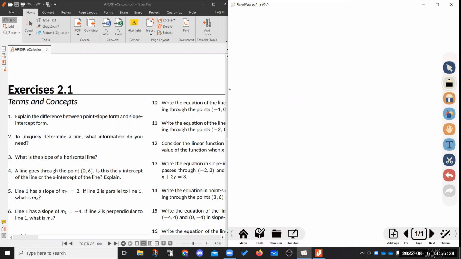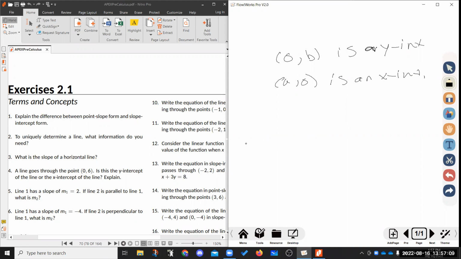The line goes through the point 0, 6, that's a y-intercept. Is this the y-intercept of the line or the x-intercept of the line? It's the y-intercept because it's when x is equal to 0. Remember, 0, b is a y-intercept. a, 0 is an x-intercept. They didn't give us enough information to draw the line, so we're not going to worry about that.